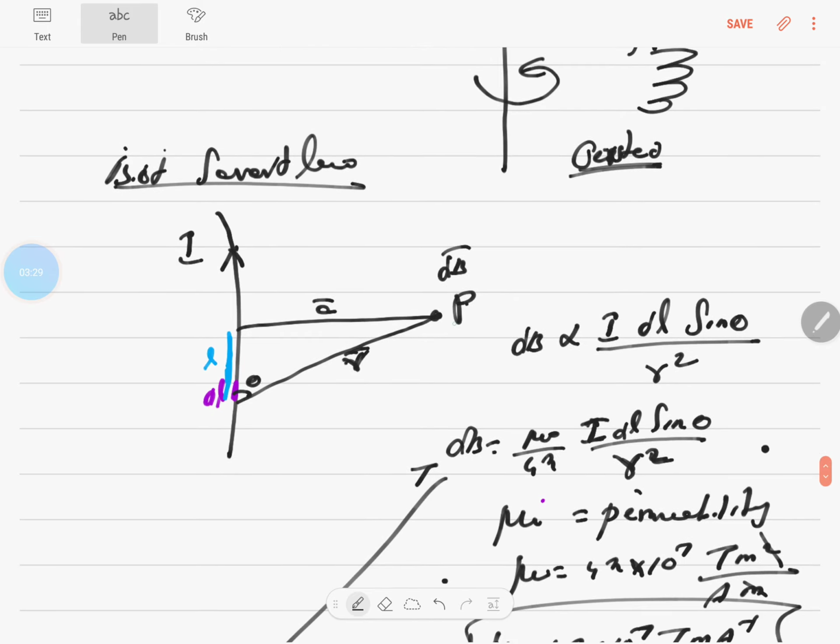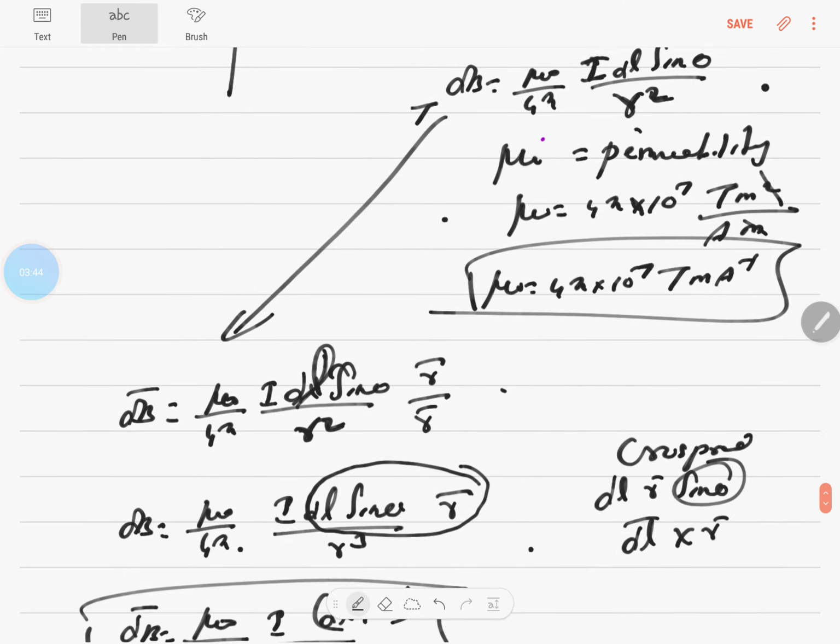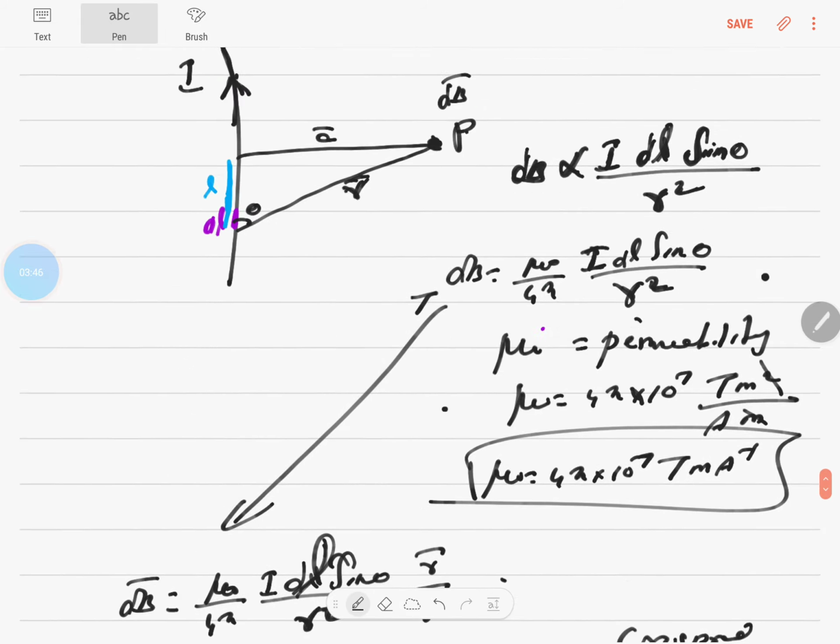The magnetic field at any point due to a current carrying wire is directly proportional to the current flowing through the wire, the current element dl, the sine of the angle between the current element and the direction in which I measure the magnetic field, and inversely proportional to the square of the distance between them. Okay, so that completes the definition of Biot-Savart law.